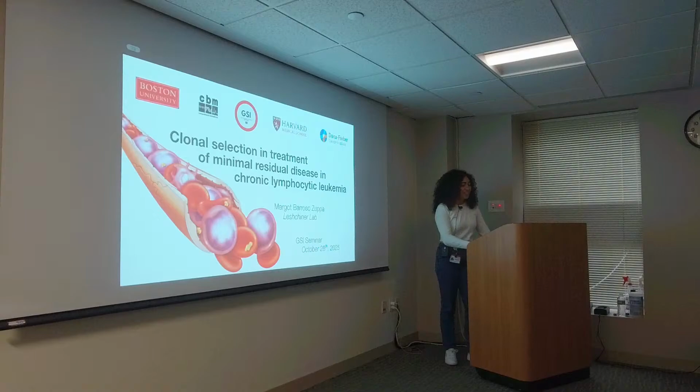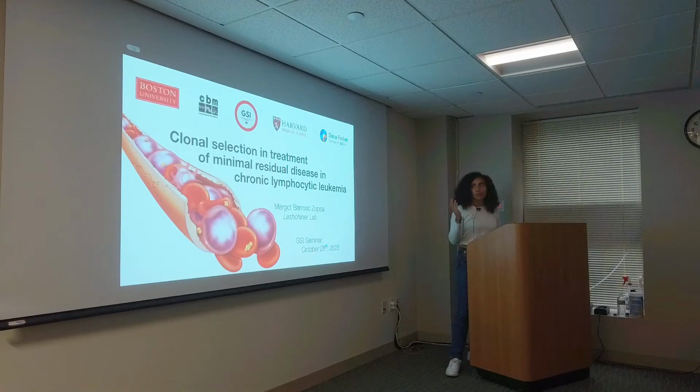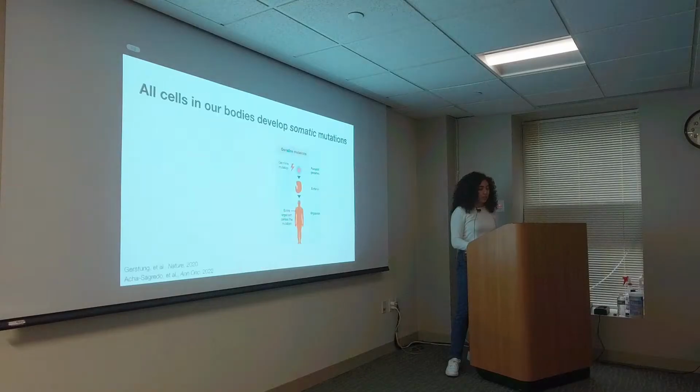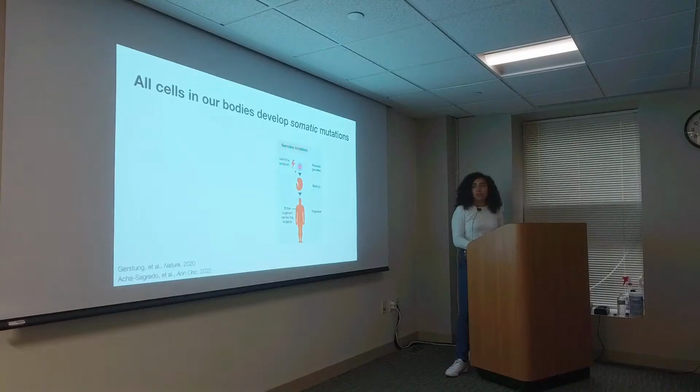Cool. So, yeah, I just said that I'm going to present the framework for this work. And I'm just going to start off by stating that all of our cells in our bodies develop somatic mutations. And I want to highlight two different types of mutations. We have germline mutations here. And these germline mutations come from our parents.